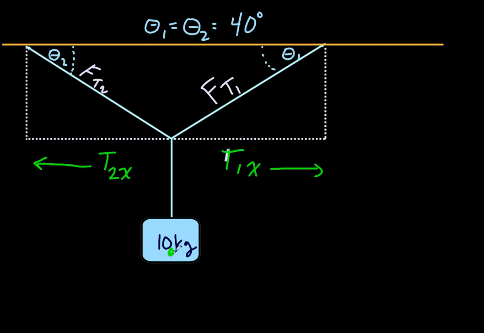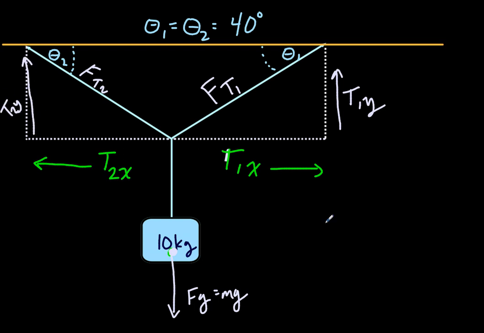We have our force of gravity aiming down here, and we know that Fg is equal to mg, right? And that's in the downward direction. And we also have T1y here and T2y here, aiming upwards. Okay? Now let's write out a couple of equations that talk about what's happening here.